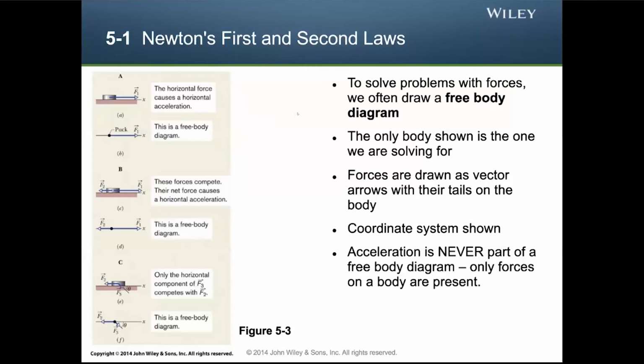Is the thing accelerating? Is the thing moving? Which way is it moving? What's happening? So if you draw just this puck and there's no arrows on it, that means it's not doing anything. It's just sitting there. So if we applied a force to it in one direction, this is a singular force applied to this, this thing must move in the positive x direction.